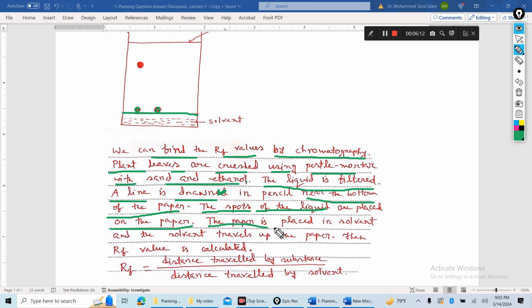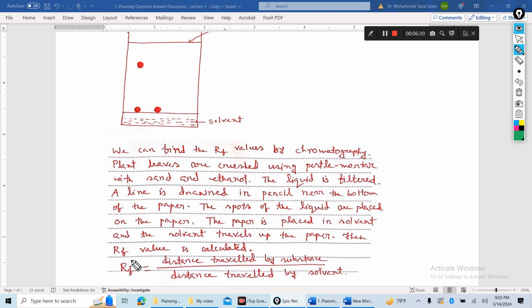Then the paper is placed in the solvent, and the solvent travels up the paper. Then the RF value is calculated by the method: RF value equals the distance traveled by the substance divided by the distance traveled by the solvent.